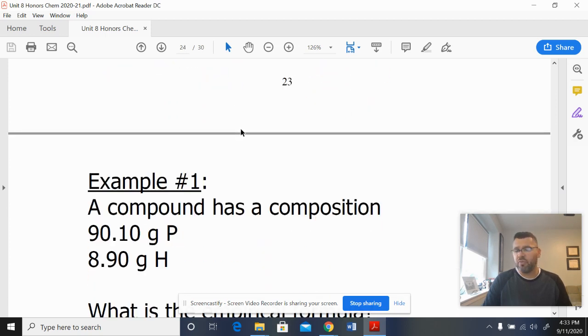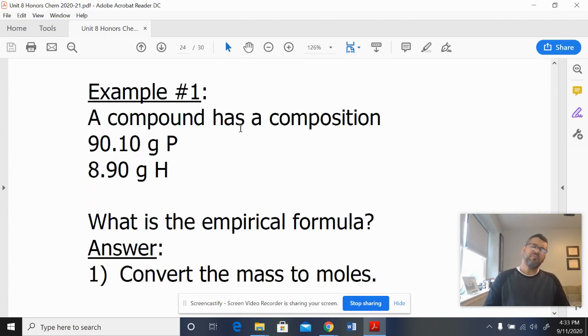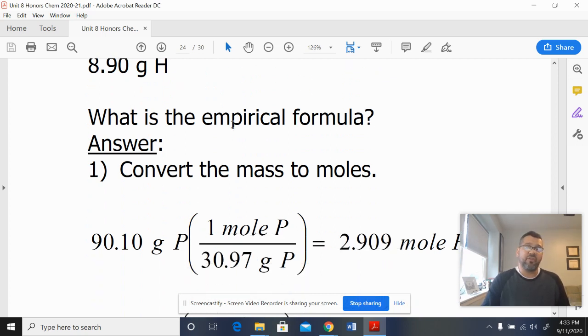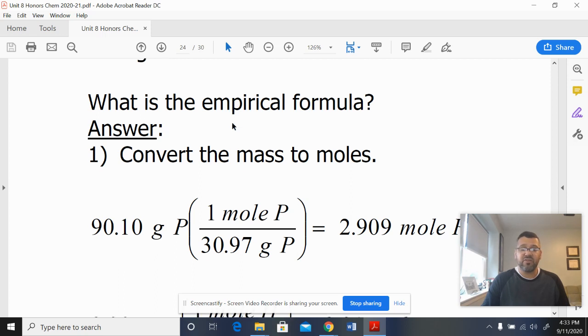Okay. So how does this work? How do we do this? Well, here's a problem. A compound has a composition of 90.10 grams phosphorus, 8.90 grams of hydrogen. And the question is, what's the empirical formula? Well, if you're going to compare these two atoms to each other, you have to get it into the most fundamental unit that we've talked about, which is the mole. So how do you go from grams to moles? Think about it. It's molar mass. So to convert from grams to moles, you need molar mass.